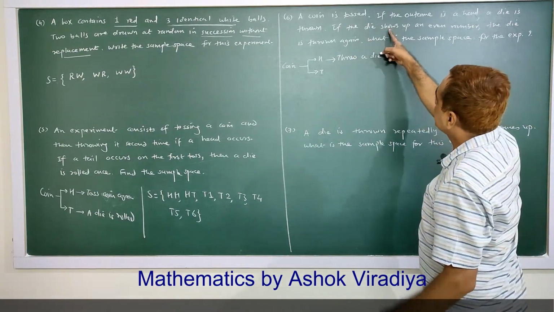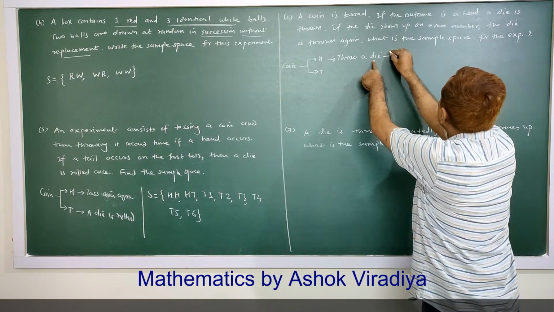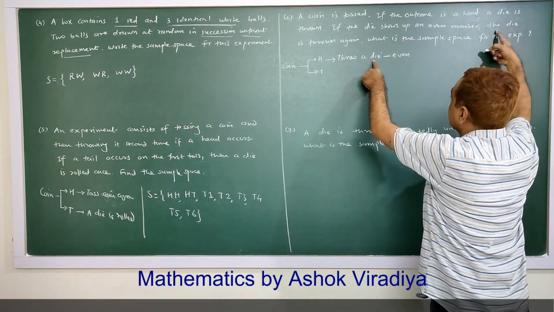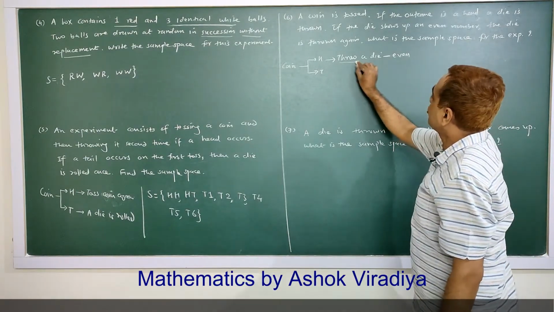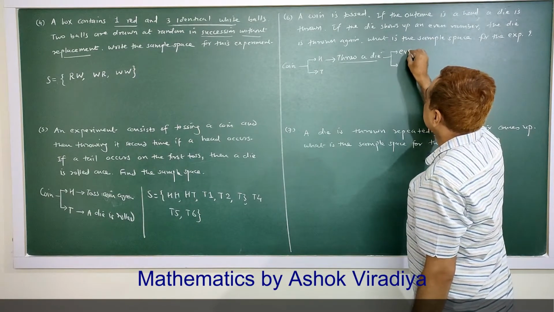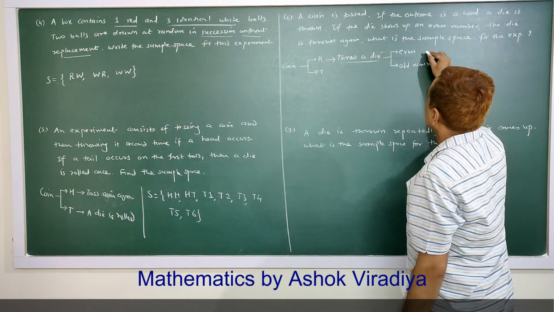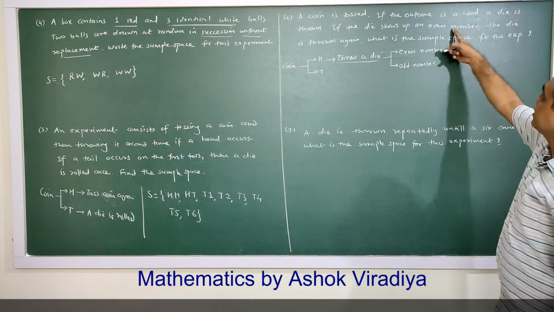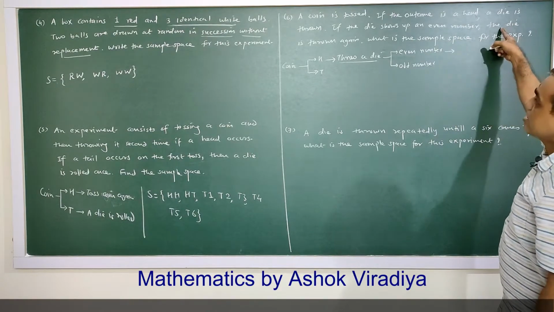If the die shows an even number, then the die is thrown again. So when tossing a die a second time, again there are two possibilities: an even number can appear, or an odd number can appear. If an even number appears, then a die is thrown again.